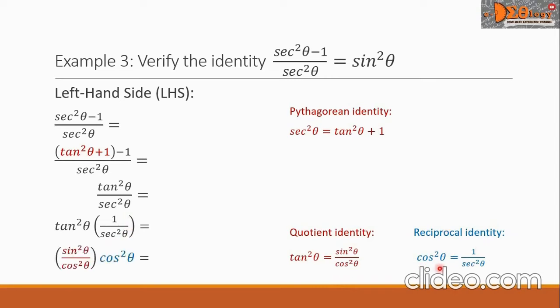Substituting now the respective values, the tangent square theta is now replaced by sine square theta over cosine square theta, while the 1 over secant square theta is equal to the cosine square theta. From here, I can see that this cosine square theta can be cancelled with the cosine square theta in the denominator. After the cancellation, only the sine square theta remains. And from here, I can see that this left-hand side is now equal to the right-hand side. We are able to show that the left-hand side is equal to the right-hand side.